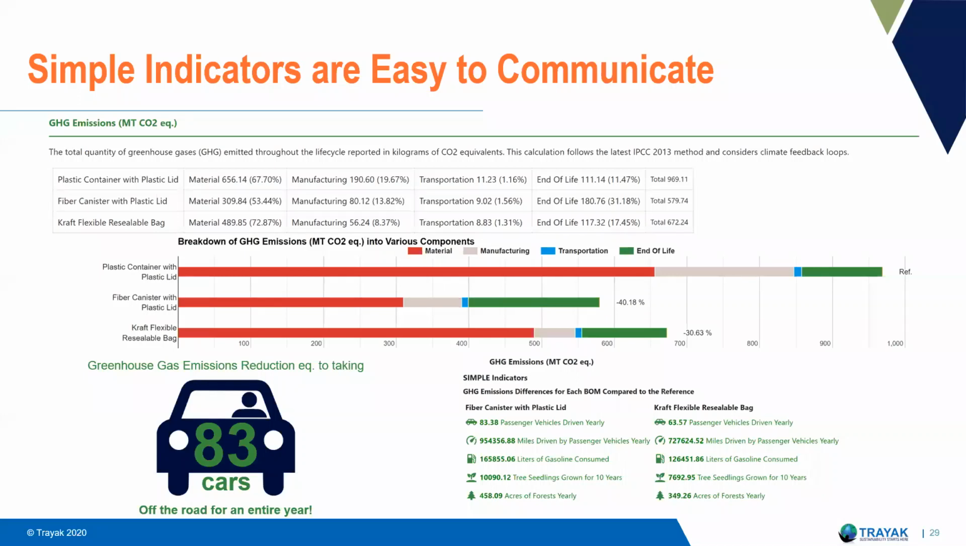And so simple indicators, there you can see I have 5 here. We have simple indicators for water use, fossil fuel use, and greenhouse gas emissions. And I've just pulled out one, which is the cars taken off the road. So you can also say things like acres of forest yearly, average number of U.S. homes powered yearly, number of showers, average showers that people can take a year. So it really helps communicate LCA results in a tangible, easy to understand way to stakeholders or even consumers.